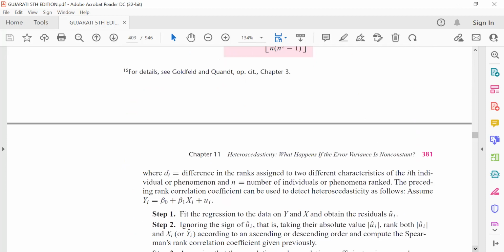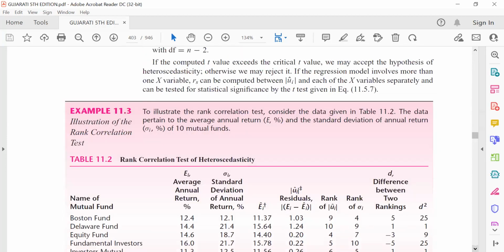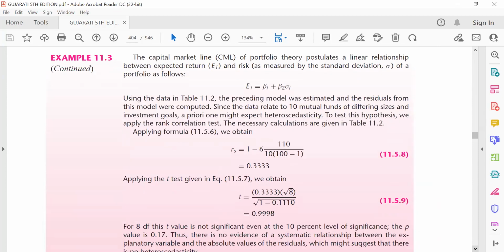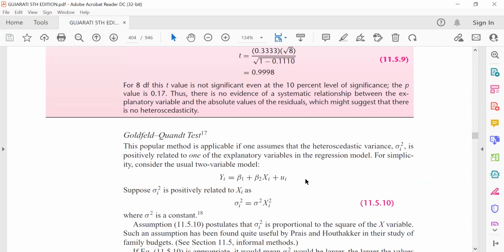We skip the Spearman rank test. We go to the Goldfeld-Quandt test. This method is applicable to one assumed heteroskedasticity. If the variance is caused by one of the variables, then under assumption 11.5 we postulate that sigma square i is proportional to the squared x variable.